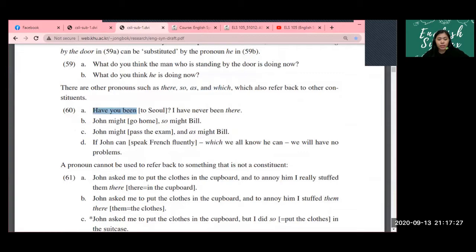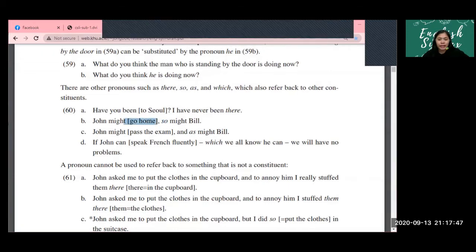Another example, there are other pronouns such as there, so, as, which also refer back to constituents, like this one. Have you been to Seoul? I have never been there. Have you been there? Where? So we can identify to Seoul. John might go home, so might Bill. So the word so also refers to go home. Okay? All right.